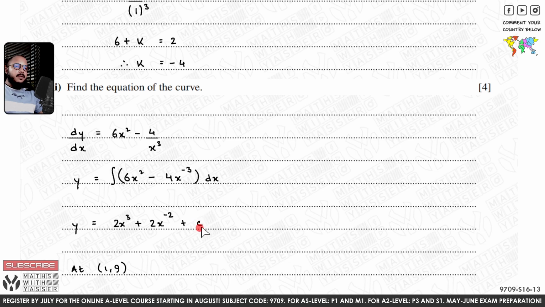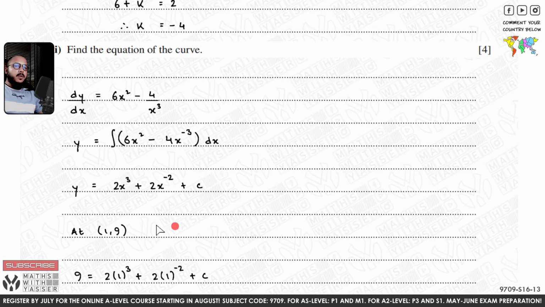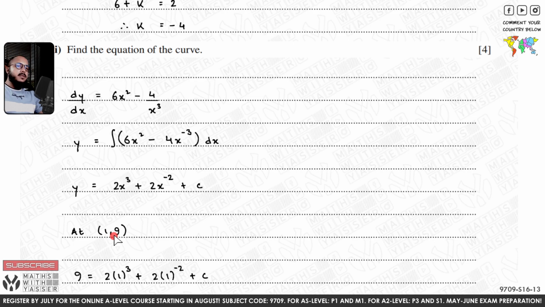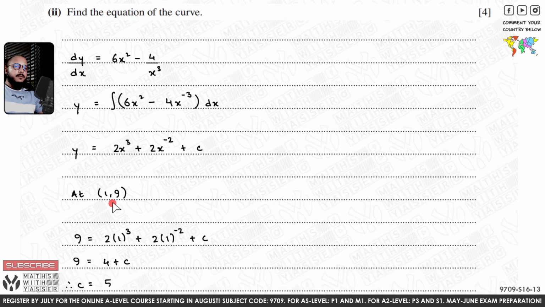So we need to find this constant with the help of the point P. The point P was 1, 9, and point P lies on the curve. That means this coordinate must satisfy the equation of the curve. So now we have to simply substitute this value into the equation of the curve.